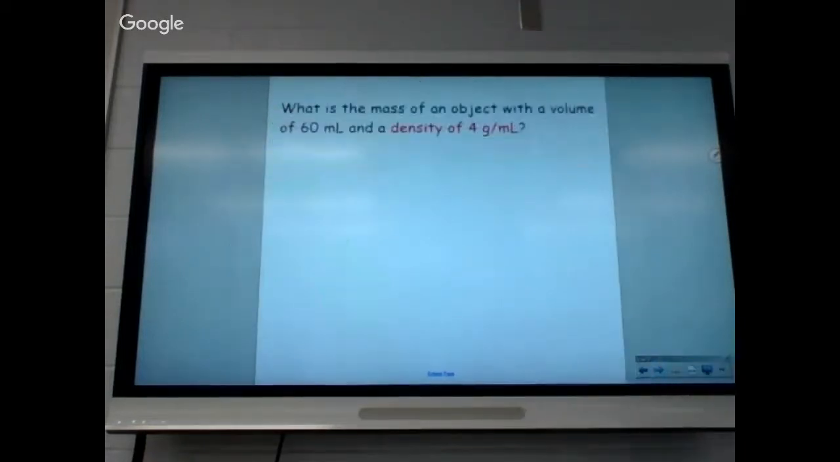All right. Let's try one where something's going to cancel. What is the mass of an object with a volume of 60 and a density of 4 grams per milliliter?